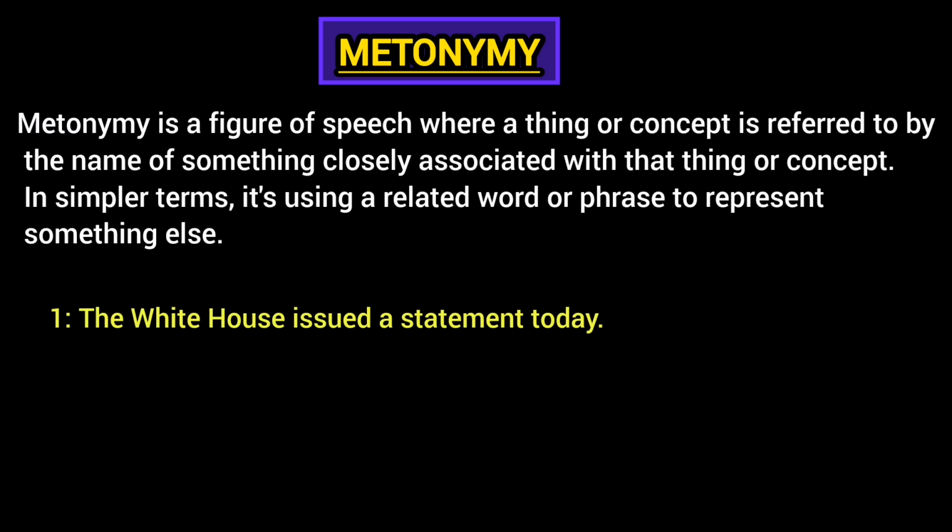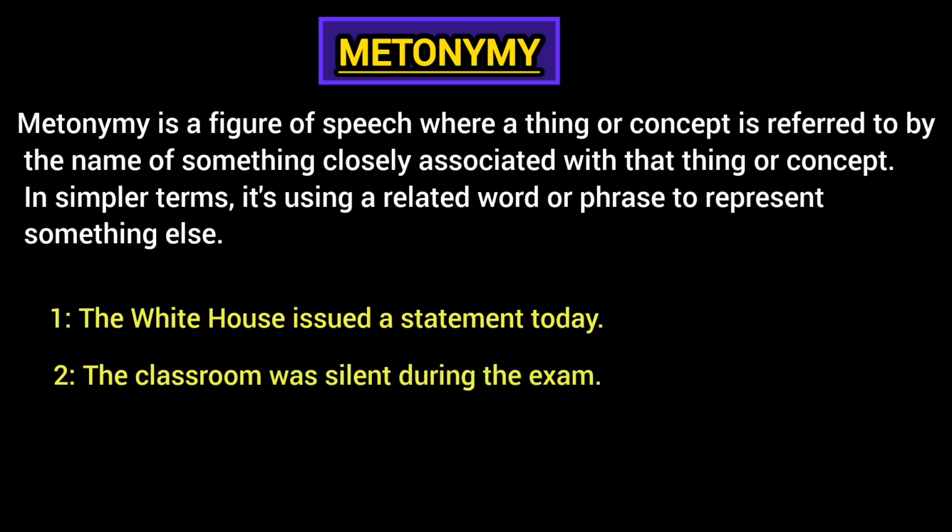Actually, there are many examples like this. The classroom was silent during the exam. Observe this example. Here the classroom is used instead of the students. Basically, as we have said, metonymy is used to talk about an associated thing instead of another thing directly. So here the classroom is closely associated with students. If it were not a metonymy, then it would be: the students were silent during the exam.